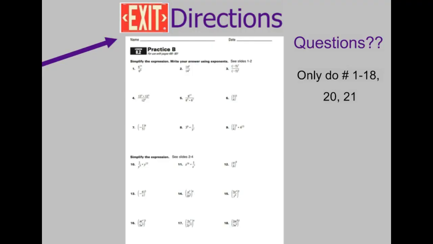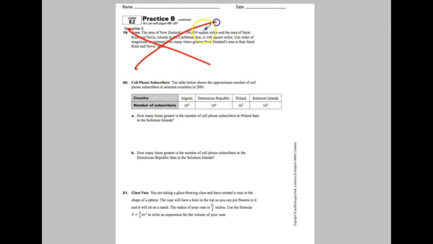So we learned now again how to simplify using exponents. You can start the front side. It says only do 1 through 18, 20, and 21, which literally just means skip number 19.